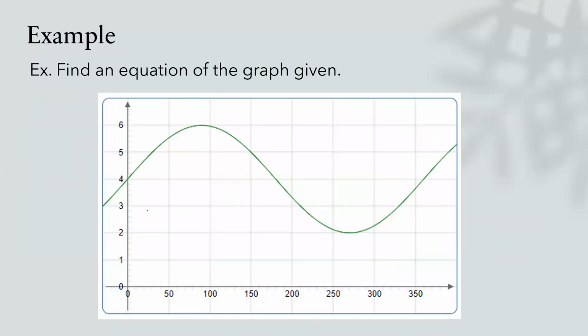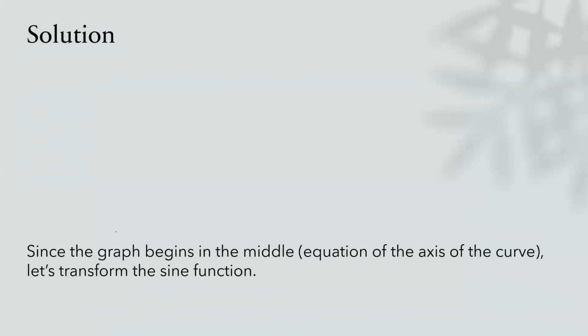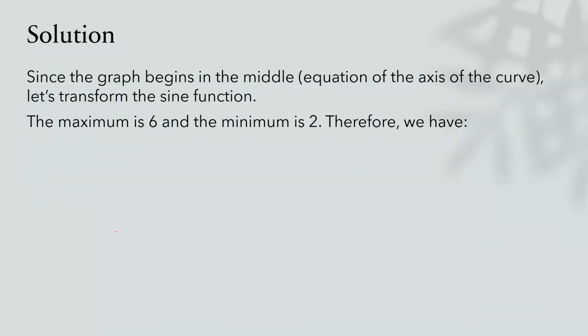Let's look at another example here. Find the equation of the graph given. Well, we can clearly see here, let's start with the easy stuff. The equation of the axis of the curve is going to be 4. And we can see that because the maximum is 6, the minimum is 2. So doing a little bit of math, we know that the average, the number right in between them, is 4. So the equation of the axis of the curve is 4.